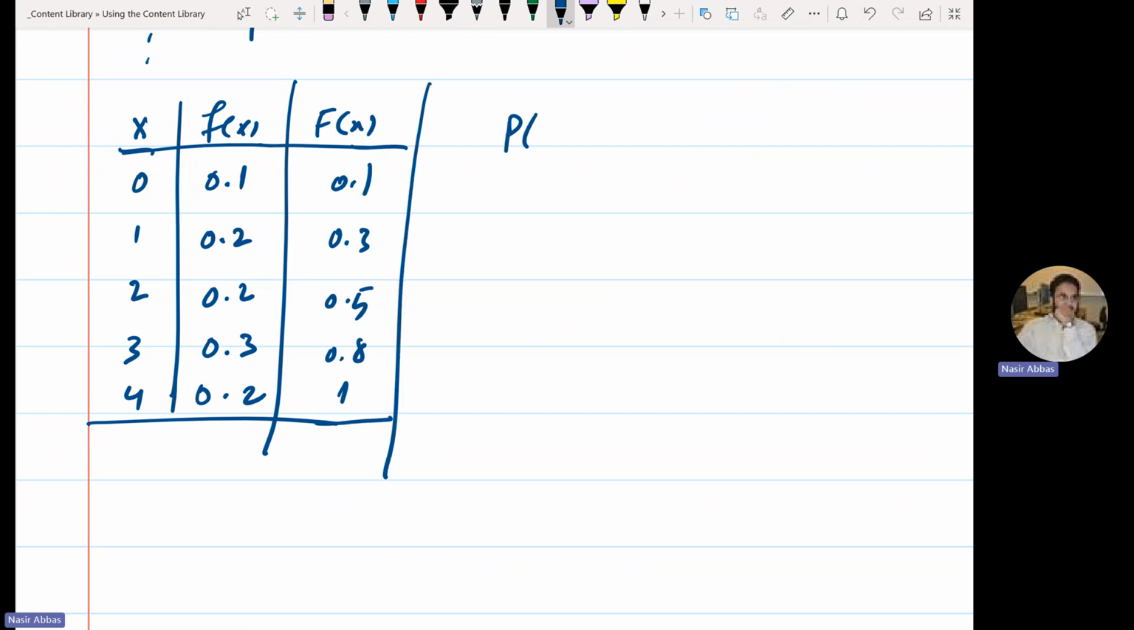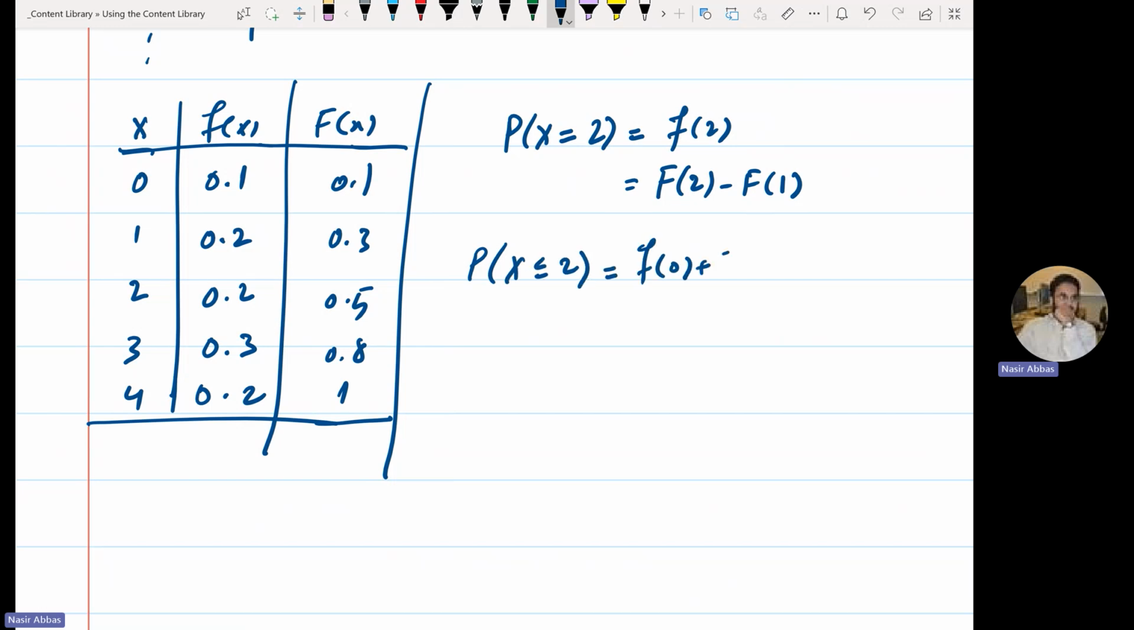I ask you a question, find the probability of x equals 2. How can you find it through PMF? It is simply f of 2. Okay. How can you find it through CDF? It is capital F of 2 minus capital F of 1. This minus this. Both can be used, correct? What if I ask you for probability x less than equal to 2 using PMF? f of 0, f of 1, f of 2. Using CDF? Simply F of 2.